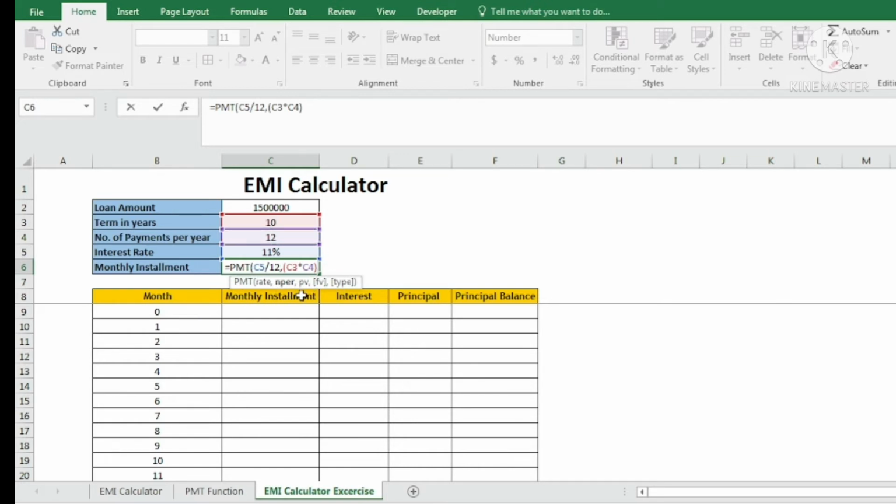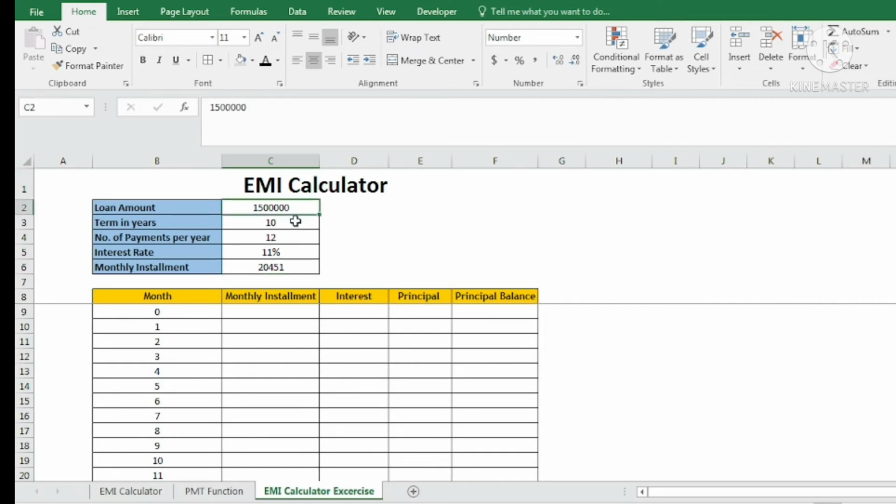So that becomes my number of payments, the total number of payments during the tenure. So obviously it is 120, and then comma, and then present value is nothing but my loan amount. So that is it. I'm getting 20,451 as an EMI amount. Obviously I am going to make this positive, so I put a minus sign. So this is my EMI payment for this amount.